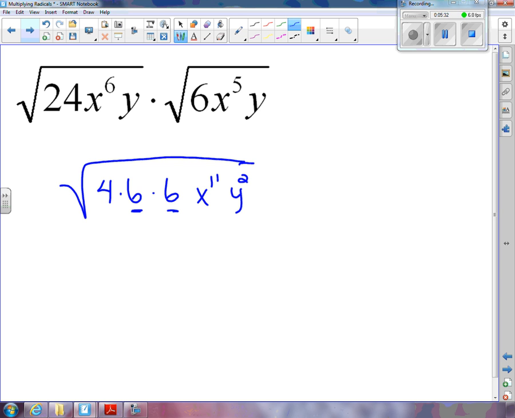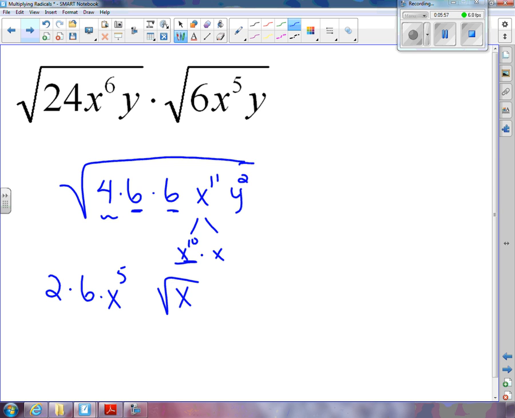So now I can bring this 4 out as a 2 on the outside. And 6 times 6 is really 36. Take the square root of that, it's really 6 on the outside. I can break up x to the 11th into x to the 10th times x. So I can bring up x to the 5th as the square root of this term. That x has to stay in there.